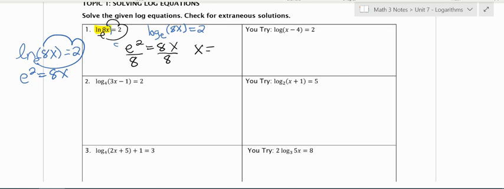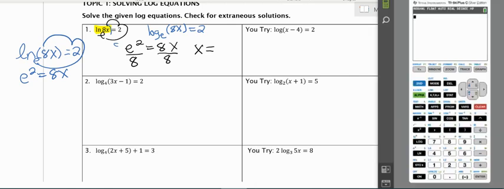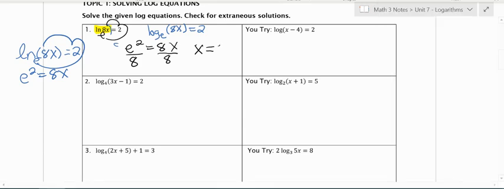So now x, when I go ahead and solve it, is e squared over 8. And in my calculator, I could actually put that in. So I have here e to the second divided by 8. And that way I don't have to worry about rounding along the way. And we're going to get this to be 0.92 if I round to 2 decimal places. And that would be it.